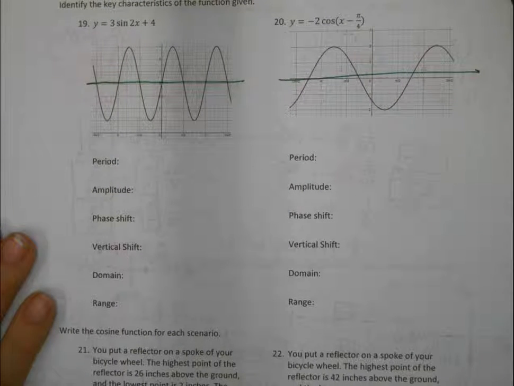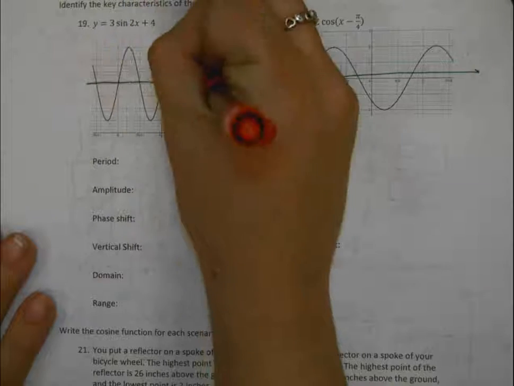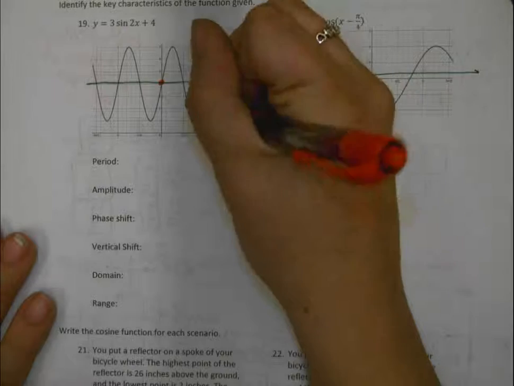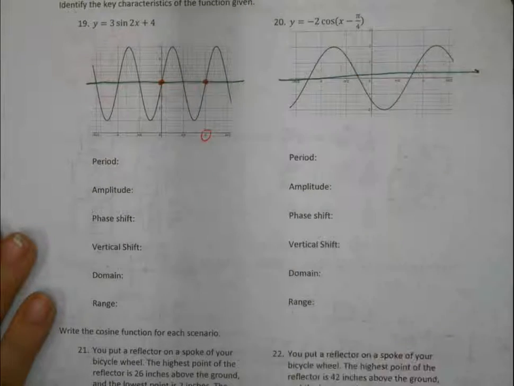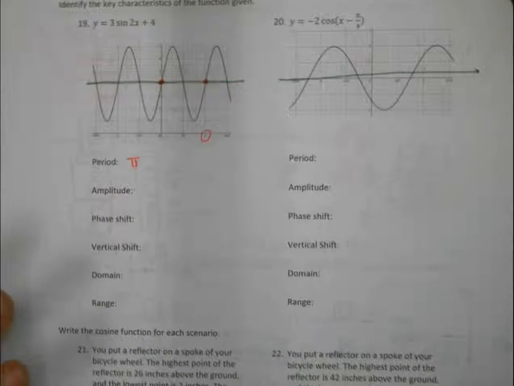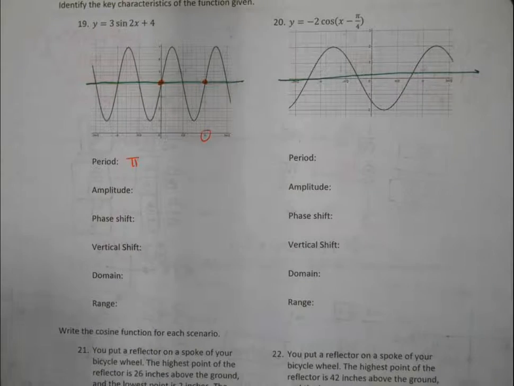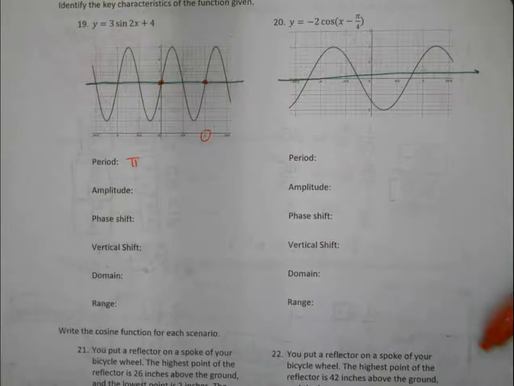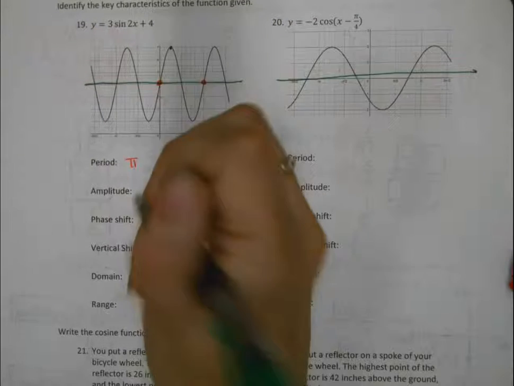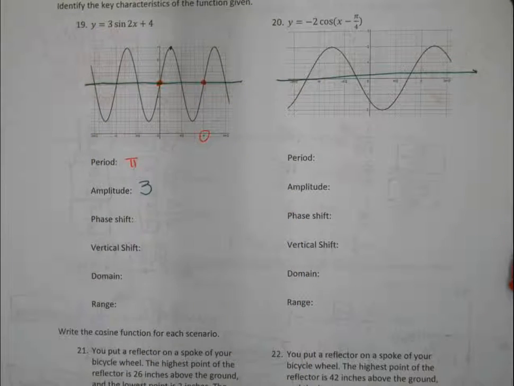Okay, my period is how long it takes to complete one cycle. So if I start right here, and I end right here, it's going to start up and do the same pattern over again. If I look down here, it's a little hard to read, but it takes pi to move around. My amplitude is the distance between that green line I just drew and either the highest point or the lowest point. So the line I drew is at 4 and the high point up here is at 7. That's a distance of 3, so my amplitude is 3.